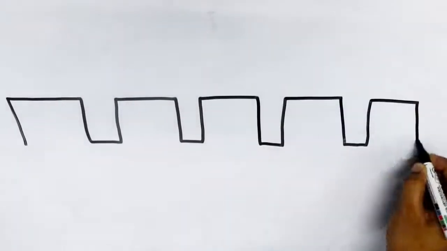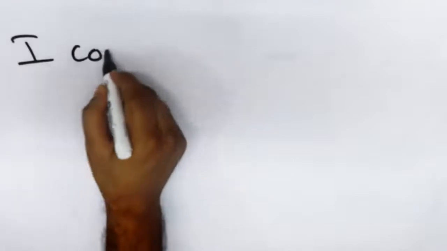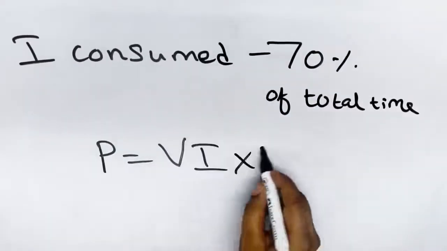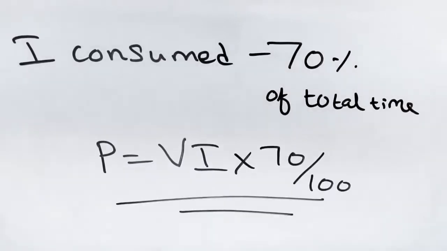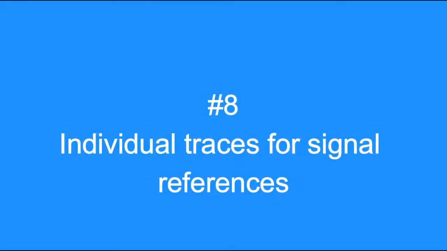When a PWM signal of 70% duty cycle is supplied to drive an LED, current flows only 70% of the total time. Therefore, power consumed will be 70% of the calculated power, which means 30% of power is saved. Tip number 8. Individual traces for signal references.